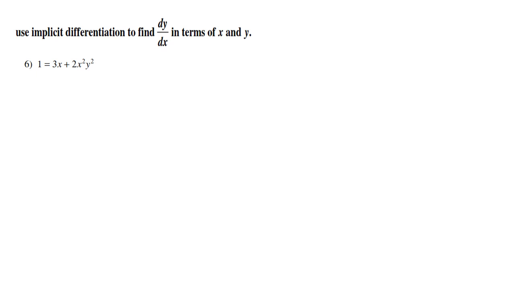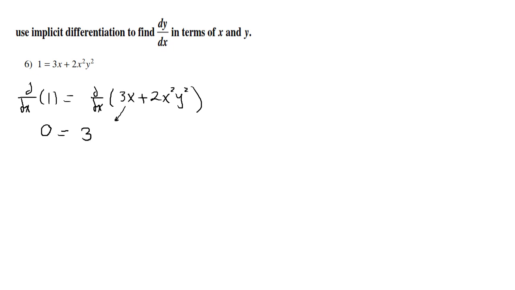Use the implicit differentiation to find dy by dx for the given function: 1 is equal to 3x plus 2x squared plus y squared. So d by dx for the left hand side is equal to d by dx for the right hand side. The derivative of any constant gives me 0. And the derivative of 3x with respect to x gives 3, the coefficient.